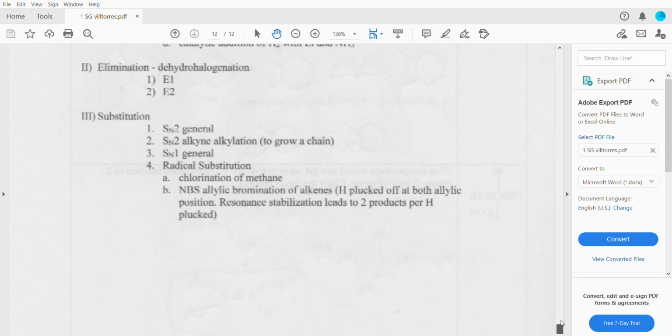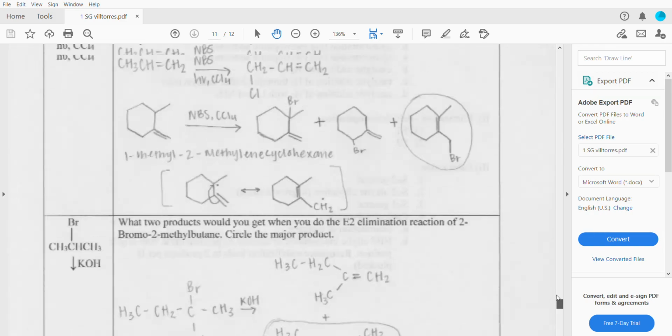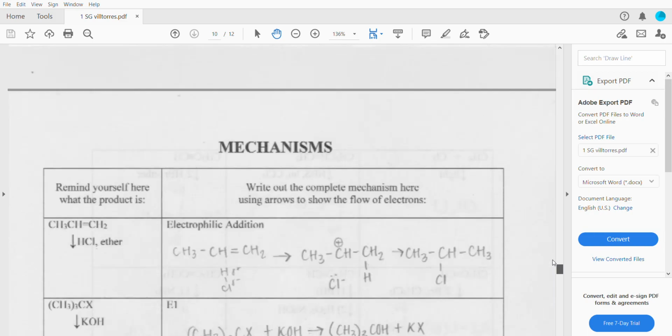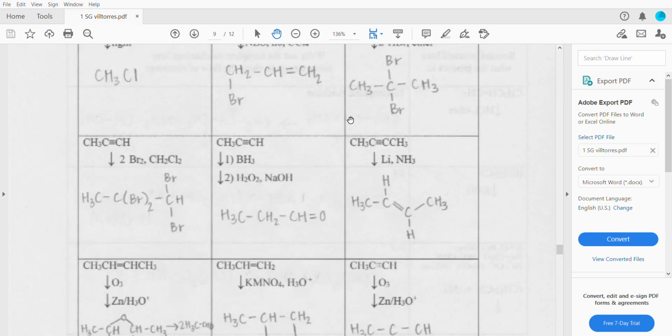So here we have, and then again, end of the chapter problems. You need to work on end of the chapter problems. That will help you to review organic 1. So this is the end of study guide 1.